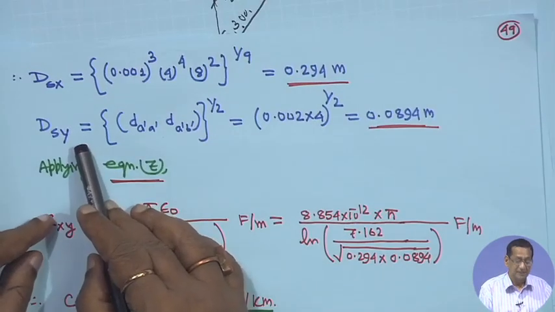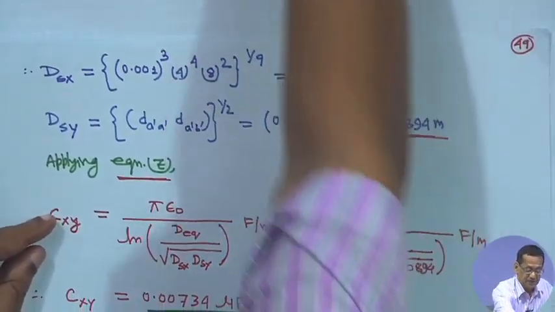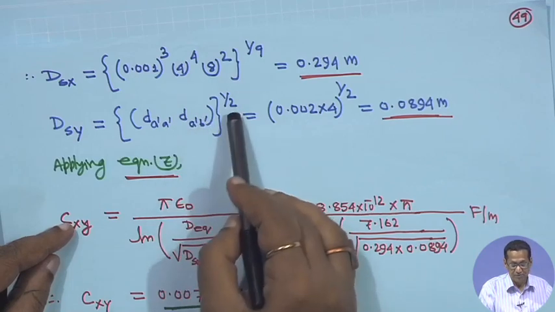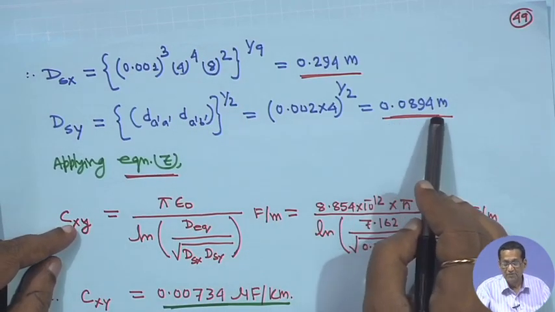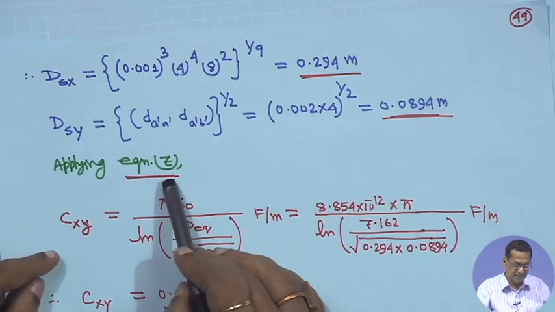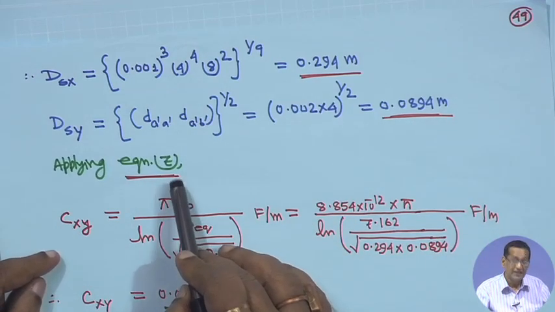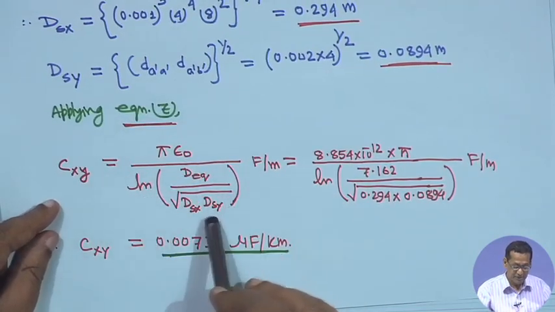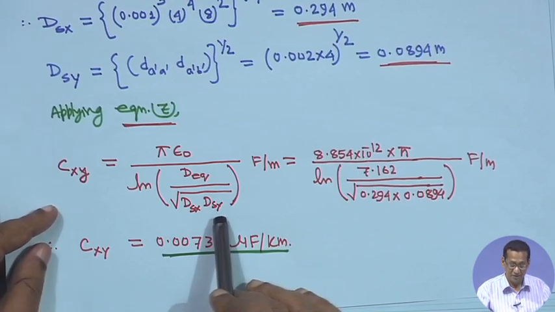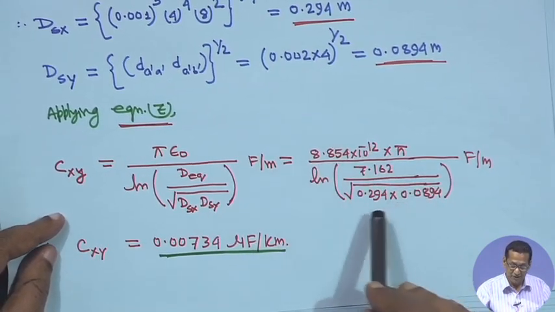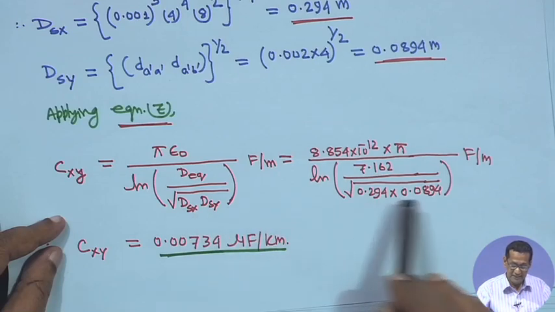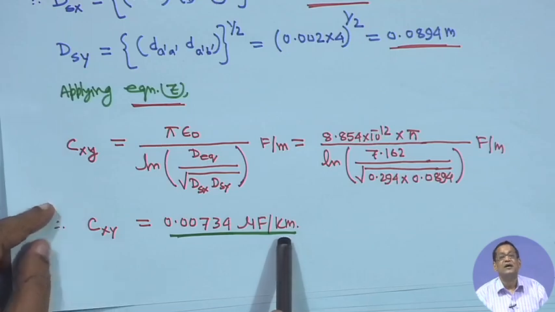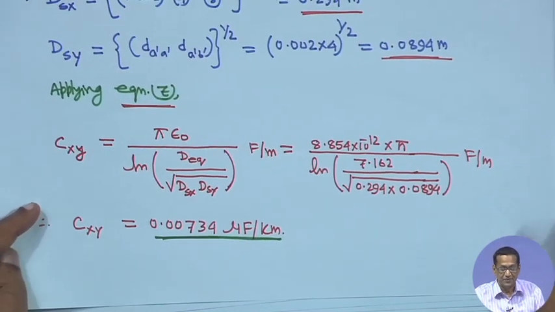Similarly, DSY is equal to dA'A' into dA'B', to the power half, whatever it comes, 0.0894 meter. Now again apply equation 7, whatever has been derived, Cxy is pi epsilon 0 over ln of dEq upon root of dsx into dsy, farad per meter. So substitute all these values for dEq, dsx, dsy, and you will get Cxy equal to 0.00734 microfarad per kilometer.